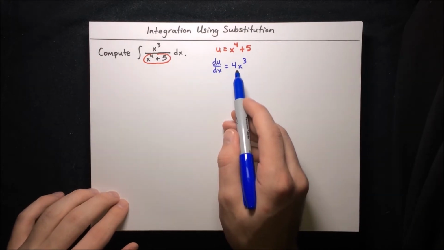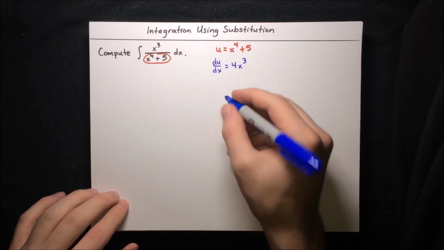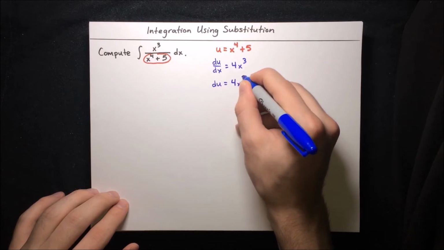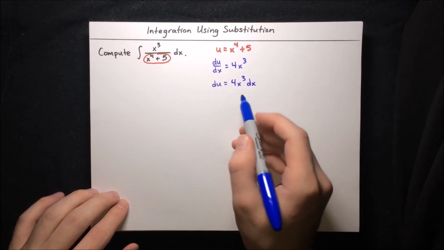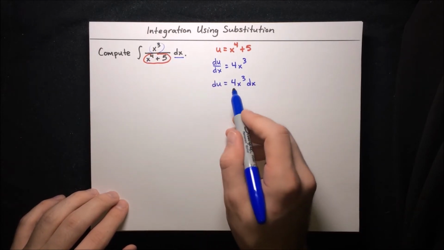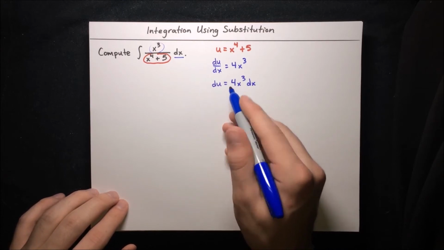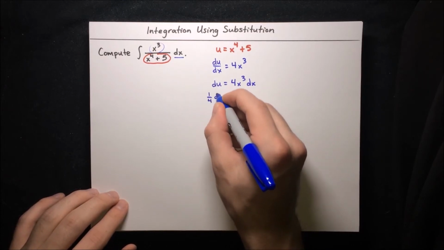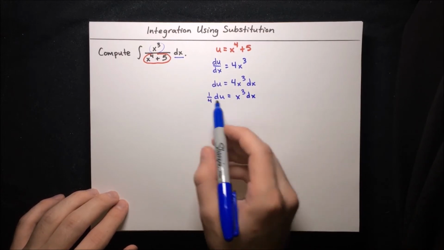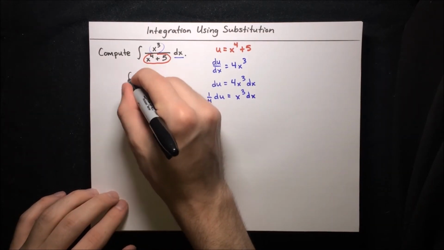But that's okay, since we're just off by a constant multiple, there's an easy fix for that. First of all, let's multiply by dx on both sides to get du equals 4x cubed dx. Now the thing here is we only have an x cubed times our dx, so we don't want that 4 there. And the easy fix is to just multiply both sides by 1/4. So we get 1/4 du equals x cubed dx, and that's what we can sub in for x cubed dx, just 1/4 du.